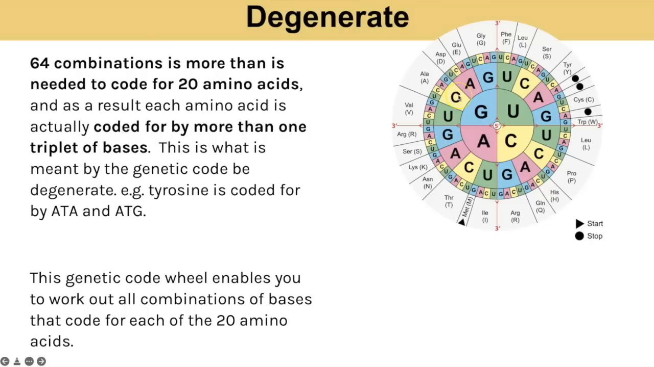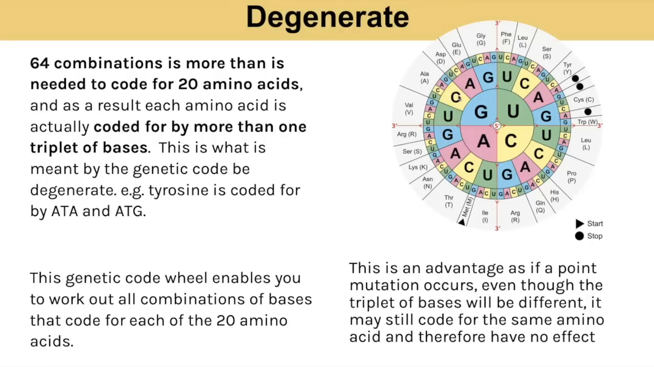And this table here is just showing you an example of that. So you can have a look, for example, at glycine here, GLY: GGG, GGA, GGC, GGU. All 4 of those triplets of bases code for glycine. And this is an advantage of the genetic code, because if there is a mutation and one of the bases in a triplet is changed, you might still have the new triplet coding for the same amino acid, and therefore it has no effect on the overall polypeptide chain.